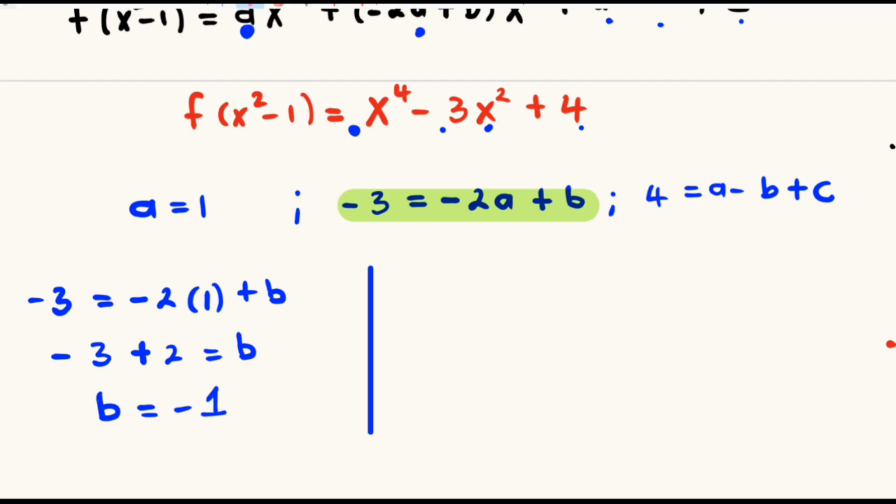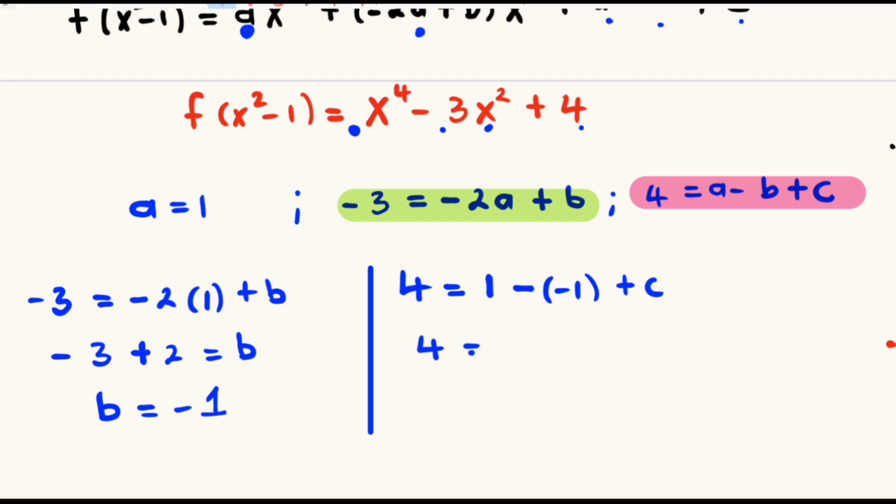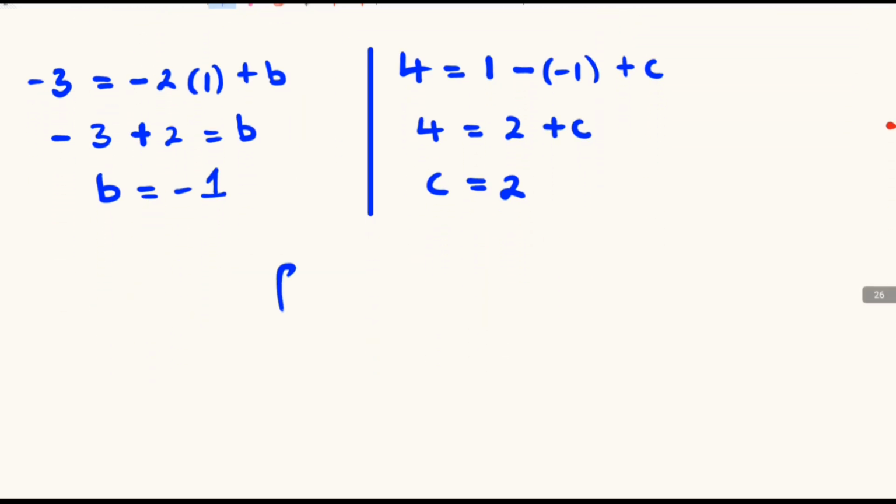And from here, we are going to use that equation to determine the value of c. So we have 4 is equal to 1 in the place of a minus negative 1 in the place of the b plus c. So 4 will be equal to 2 plus c. So our c will be equal to 4 minus 2, which is 2. So our f of x, the original equation, was equal to x squared minus x plus 2.